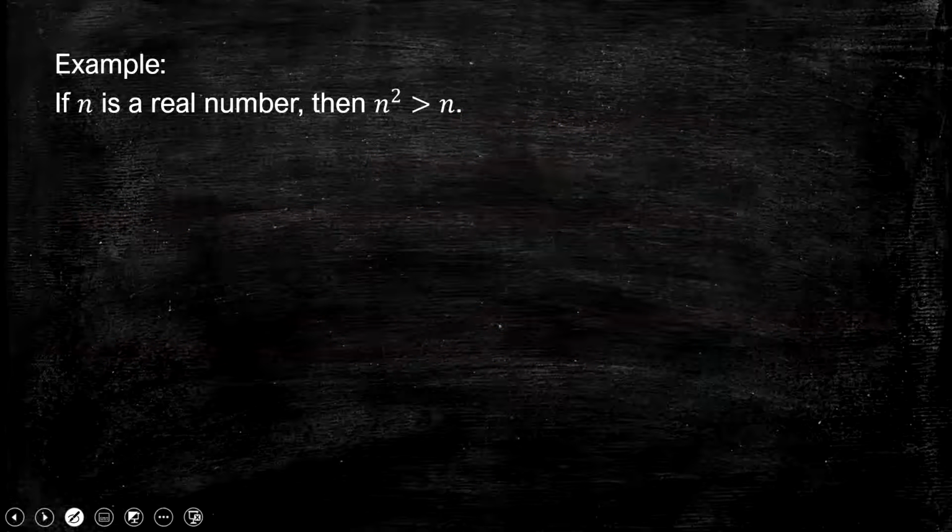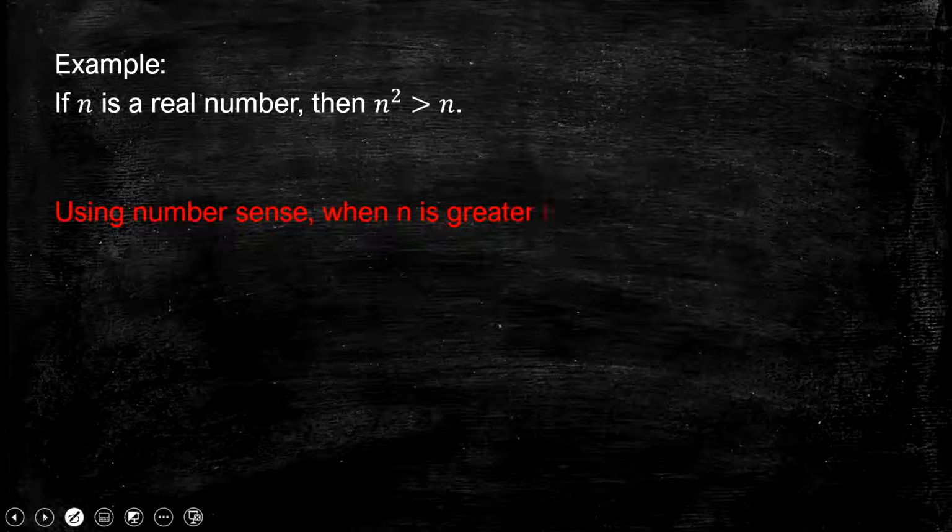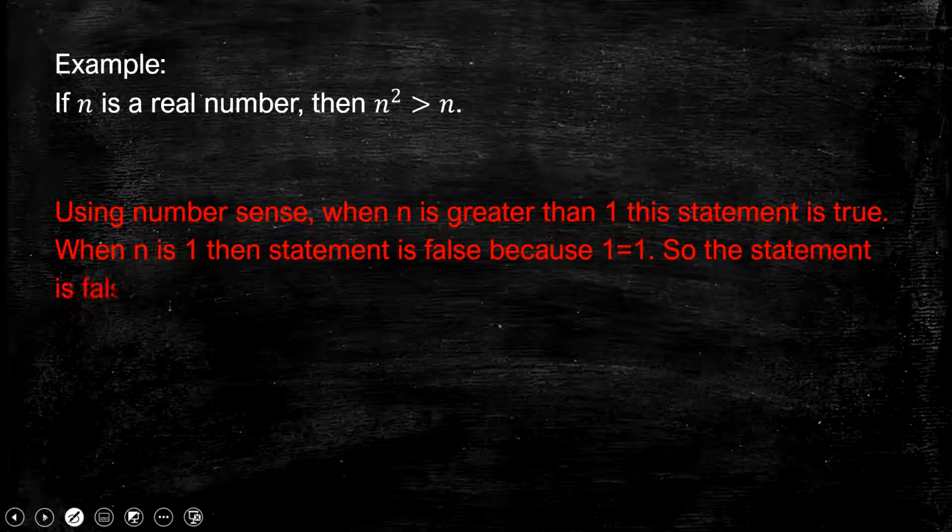An example, a math example. If n is a real number, then n squared is greater than n. As long as n is greater than 1 in this example, that's true. 2 squared is 4, 4 is greater than 2. 3 squared is 9, 9 is greater than 3. The problem is when we have 1 is a real number, 1 squared is still 1, so that makes our conjecture false. So the whole statement's false just because 1's not greater than 1 when you square 1.